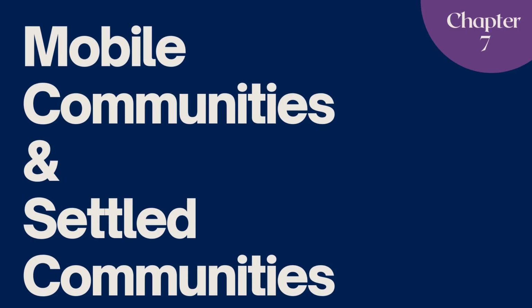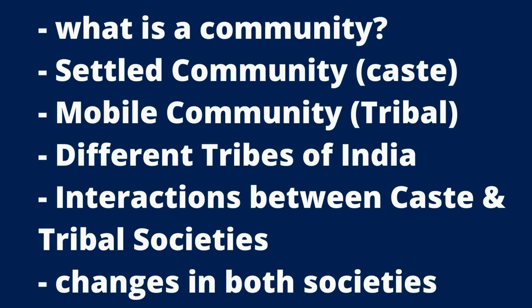This is chapter 7 of your history textbook. This is a list of the topics to be covered in this class. This lesson is about two different kinds of communities which existed in medieval India.